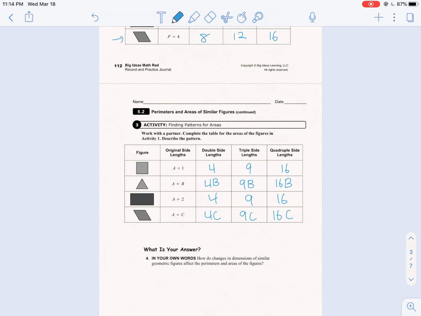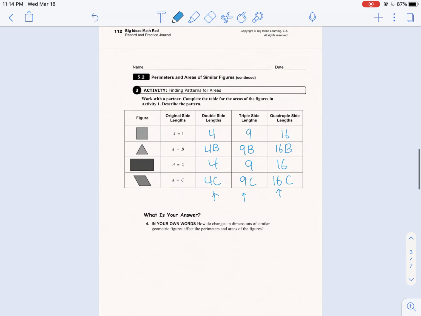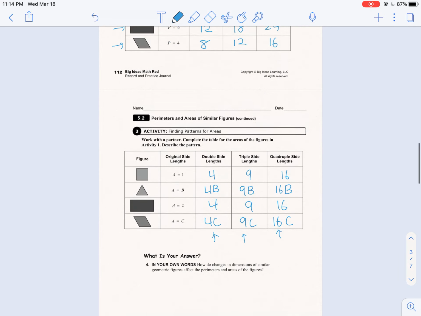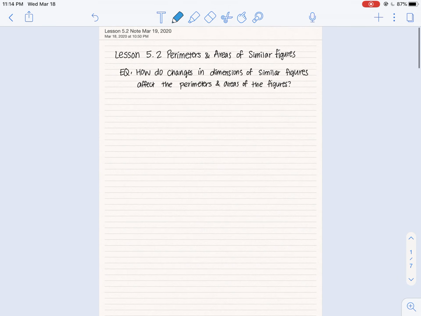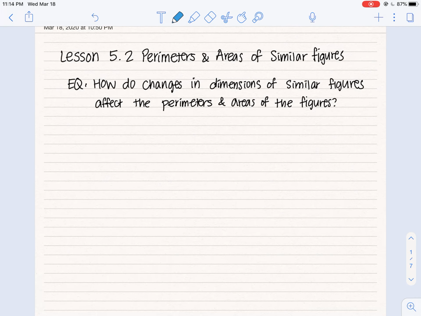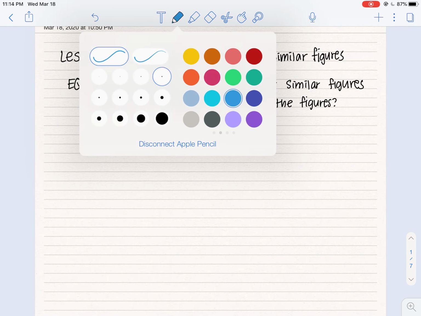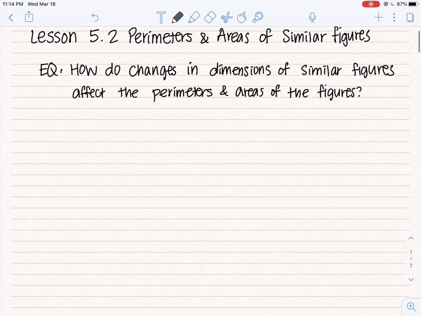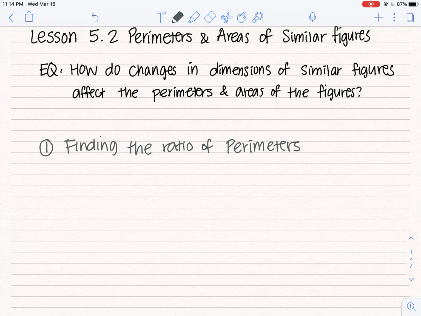What do you notice here? Okay, so we see some pattern here. Some of you might have noticed that they are all going to have the same number for these columns. So I'm going to give you the notes for today. So first step, finding the ratio of perimeters.